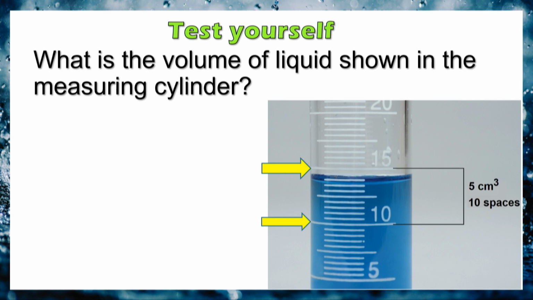So it goes as 10, 10.5, 11, 11.5, 12, 12.5, 13, and 13.5. Hence, the volume of liquid shown in this measuring cylinder is 13.5.